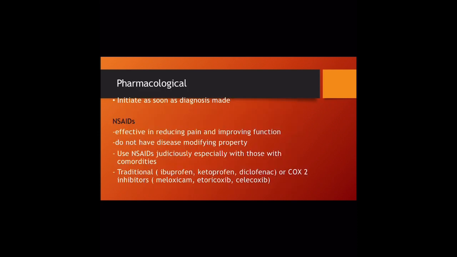Pharmacological treatment, you must initiate as soon as the diagnosis is made. NSAIDs, corticosteroids and disease-modifying anti-rheumatic drugs. NSAIDs do not have disease-modifying properties, but are effective in reducing pain and improving function. Be cautious if the patient has any renal abnormalities or heart problems. Examples are the traditional ones and the COX-2 inhibitors, like what we usually know: ibuprofen, diclofenac, meloxicam, Celebrex, Arcoxia.